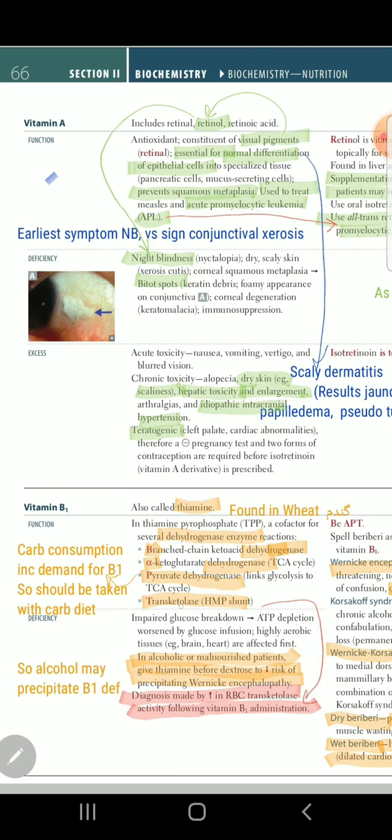Transketolase enzyme in RBC is important for diagnosis of B1 deficiency. So carbs and B1 or thiamine are very much linked.